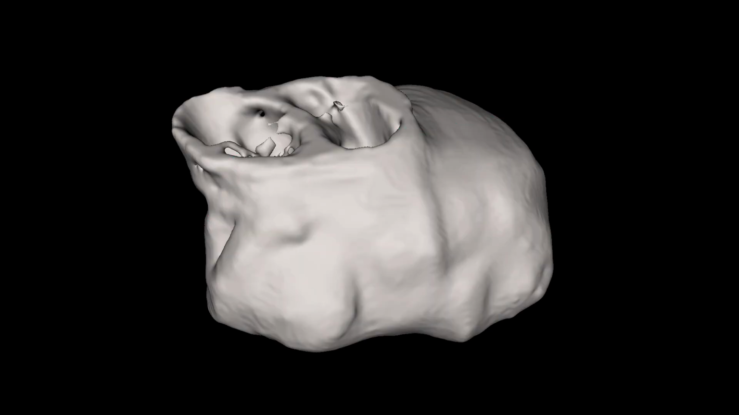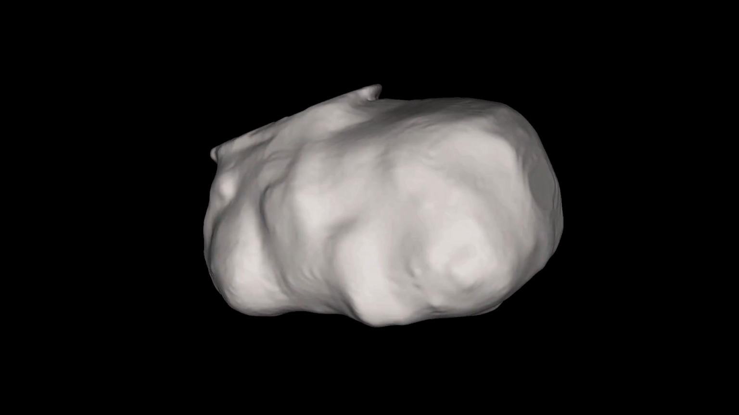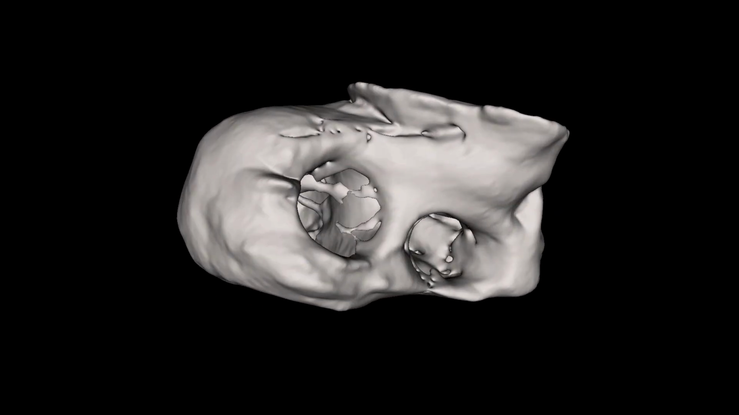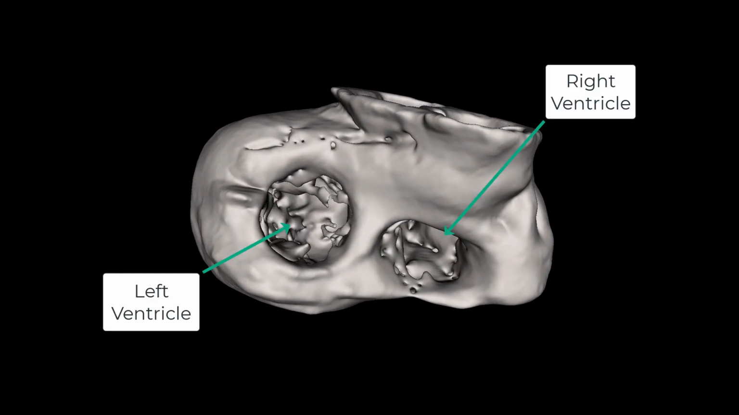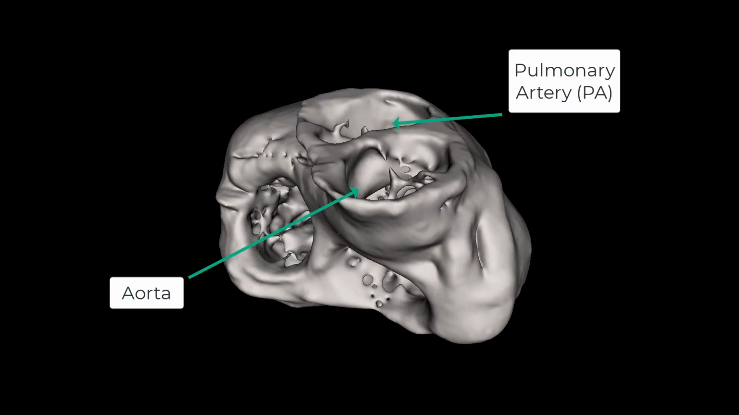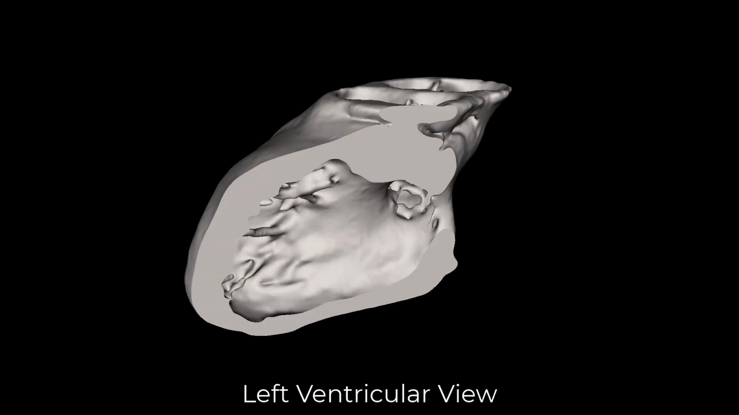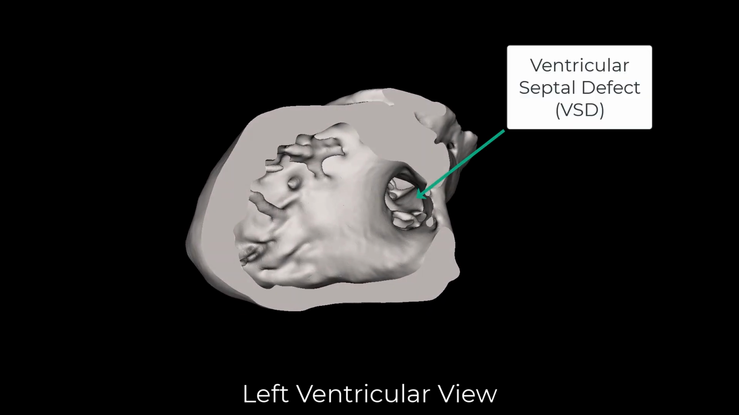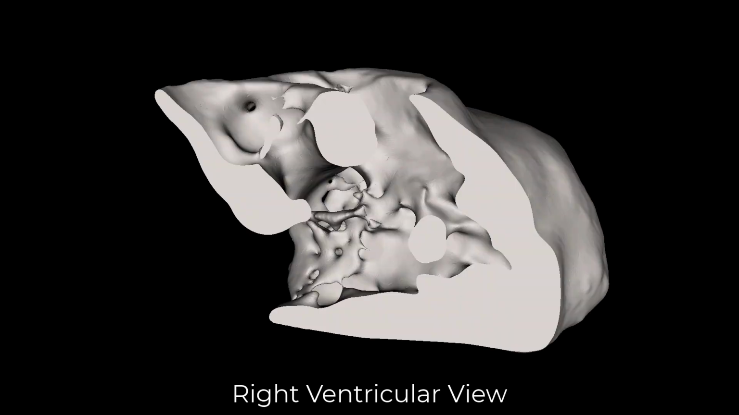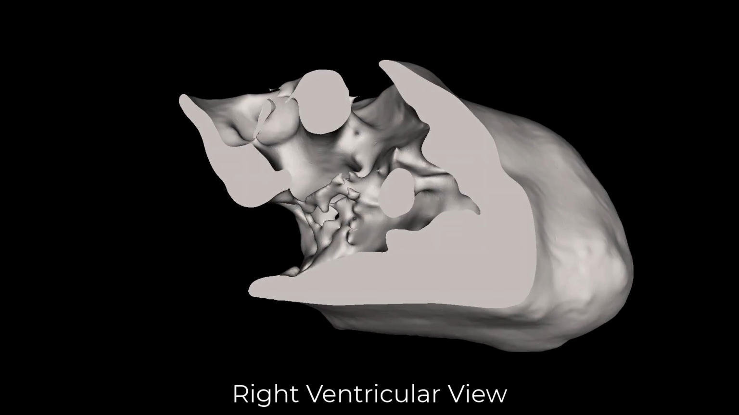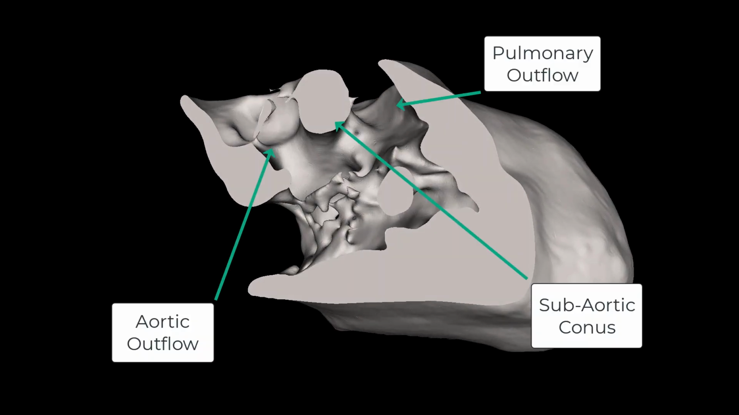Viewing the heart externally, the aorta is rightward of the pulmonary artery. From the left ventricular view, we can see the ventricular septal defect. From the right ventricle, we see the VSD just below the aorta, as well as the outflow to the pulmonary artery.